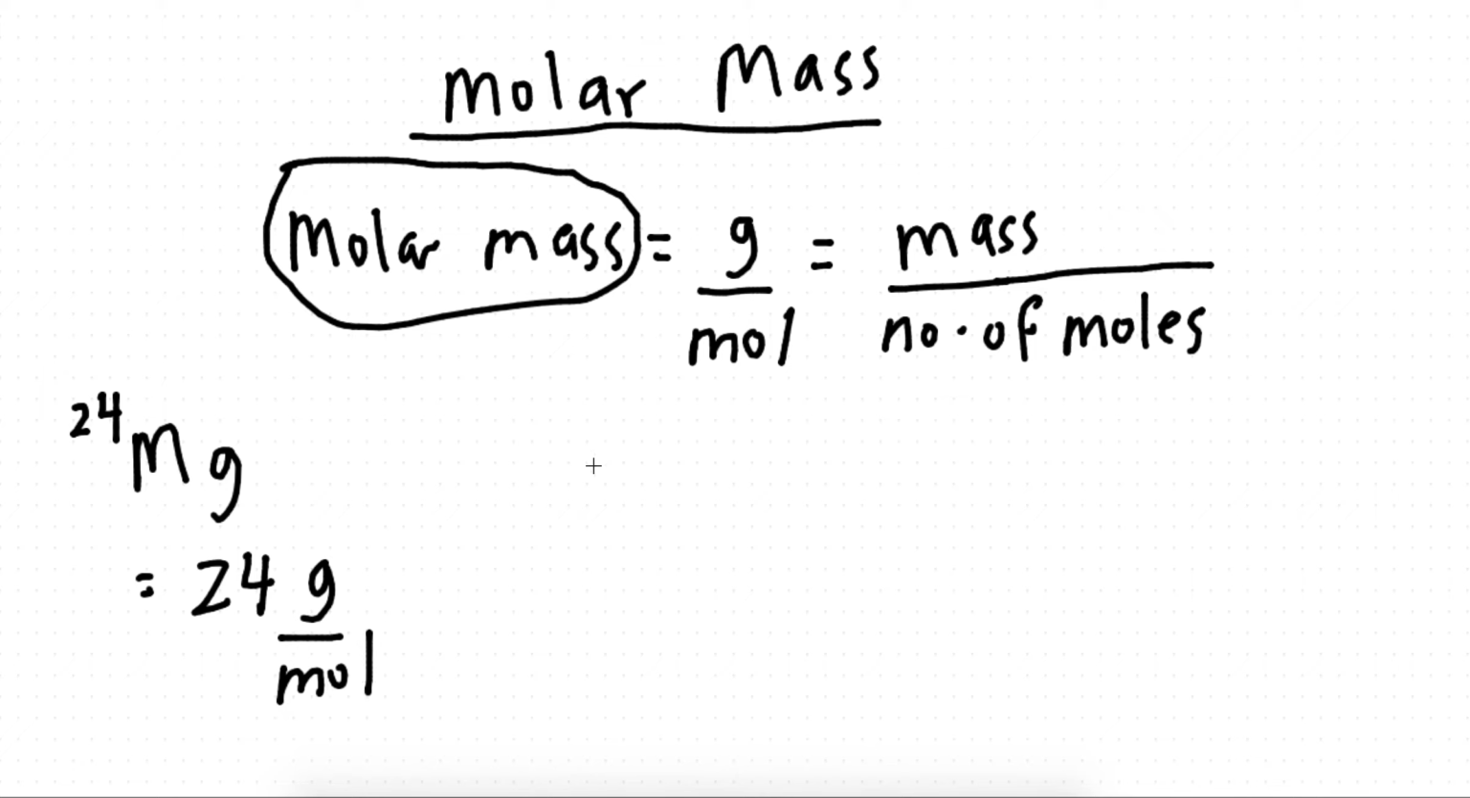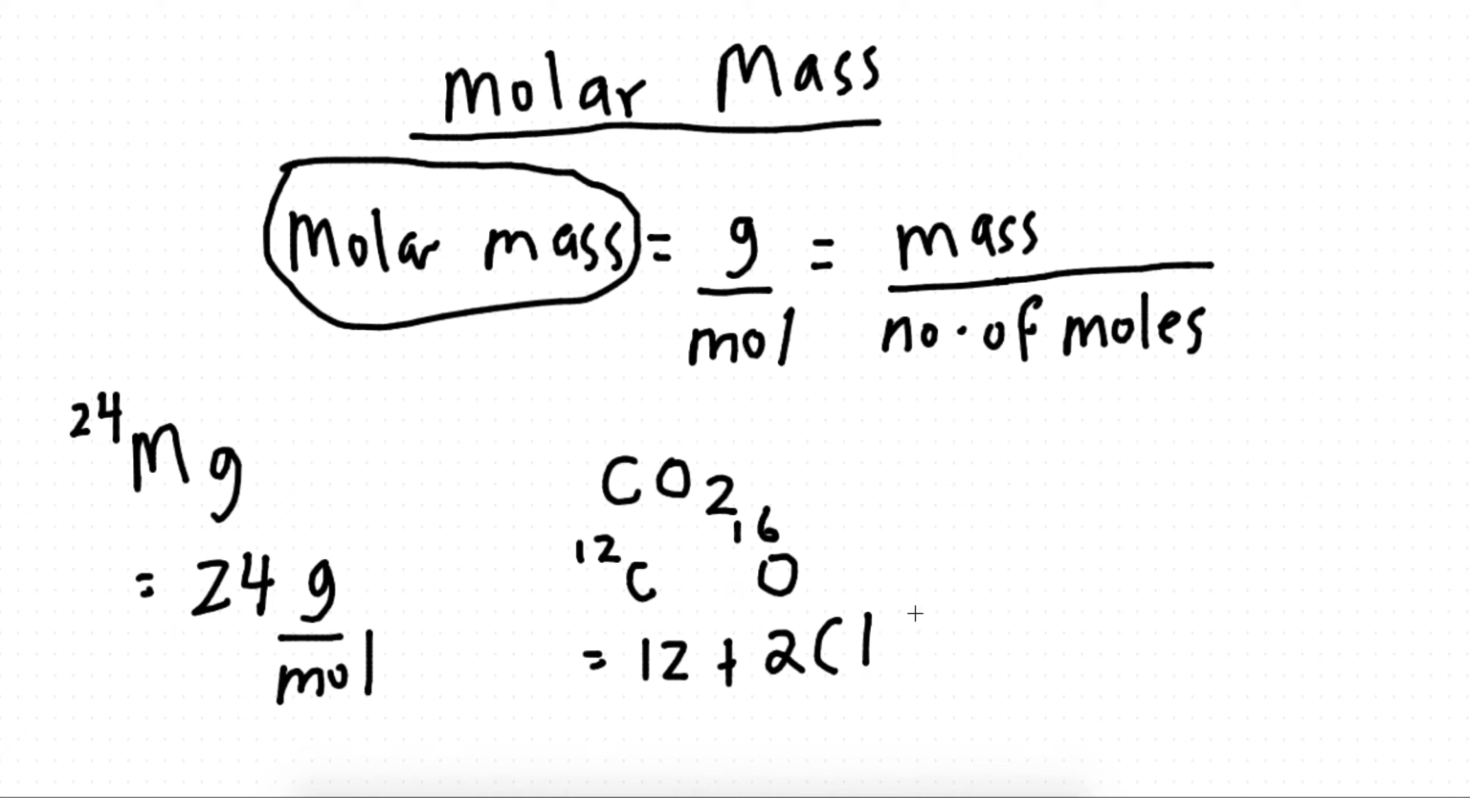What is the molar mass of carbon dioxide? So we look at it individually, we have to add them, right? Carbon's mass is 12, oxygen's mass is 16. So 12 plus 2, because we have 2 atoms of oxygen, times 16. 12 plus 32 is 44. So this is our relative molecular mass, and it's also our molar mass. Therefore the molar mass of carbon dioxide is 44 grams per mole.